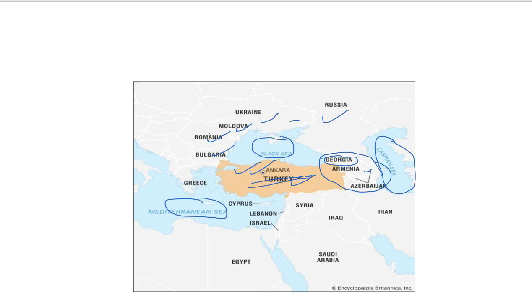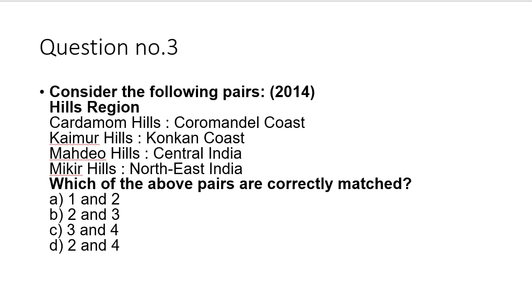So this is question number 2. Now next is question number 3. Question number 3 is again from mapping, right? It is asking about the location of hill regions. There are 4 hill regions given in this question, and their locations. You have to identify the location of these hills. Again, this question was asked in the 2014 paper.